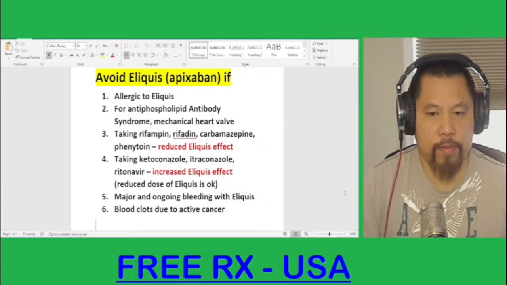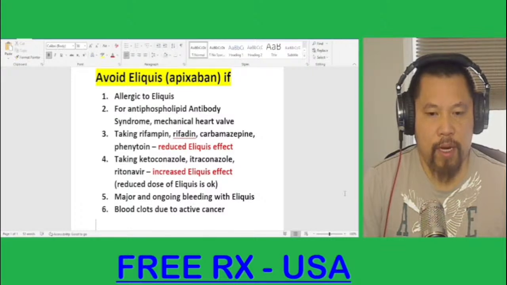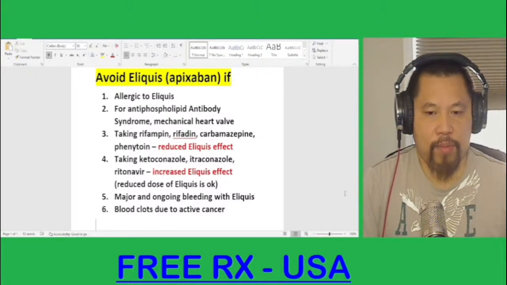You should avoid Eliquis if you are taking ketoconazole or ritonavir, because these medications may increase the Eliquis. If you have to take ketoconazole, itraconazole, or ritonavir, you may have to reduce the Eliquis.